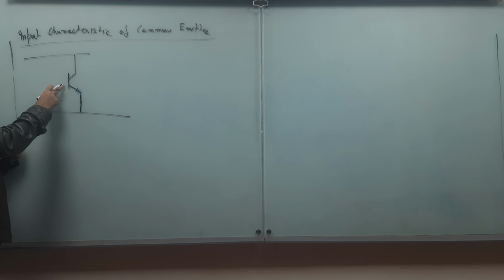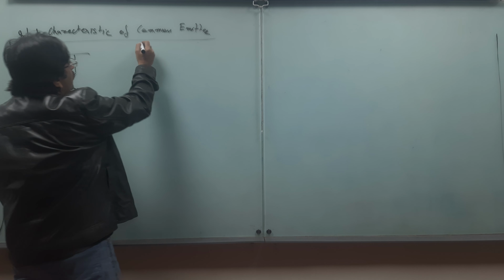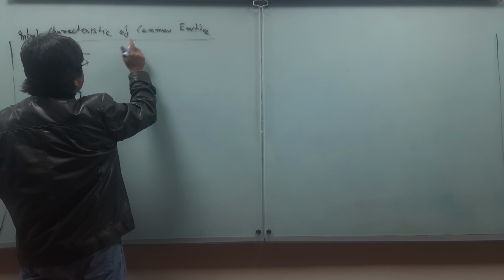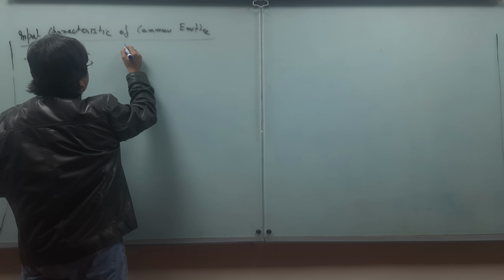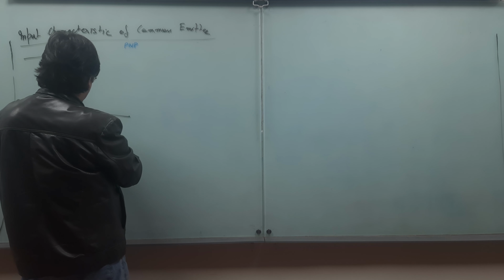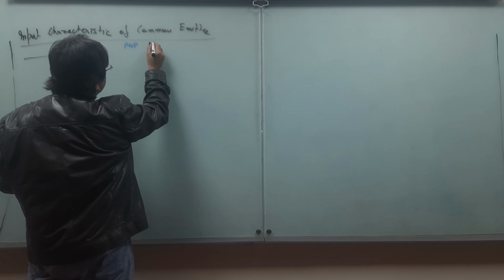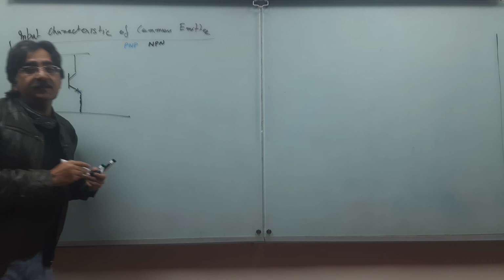Inward means toward the base. The blue arrow is a PNP and the black arrow is NPN. Okay, so that is the difference.